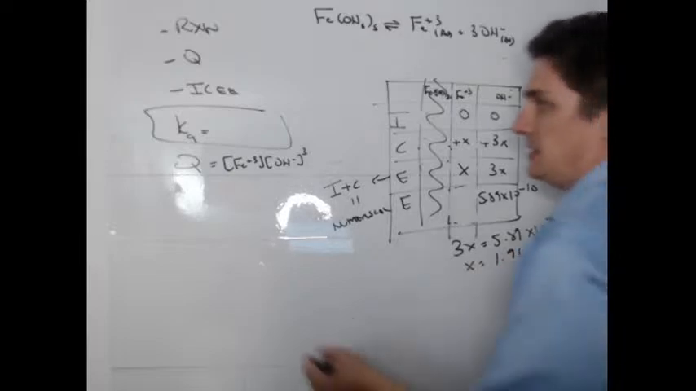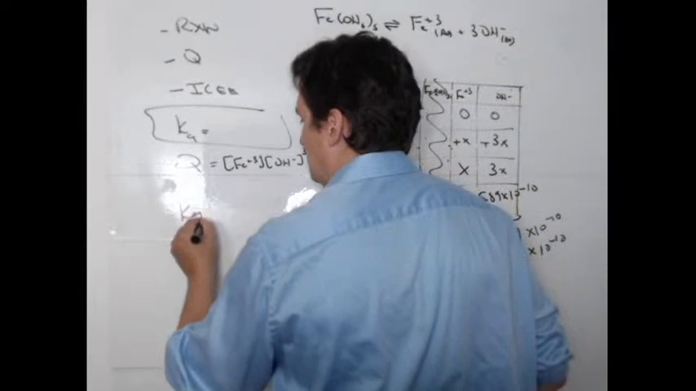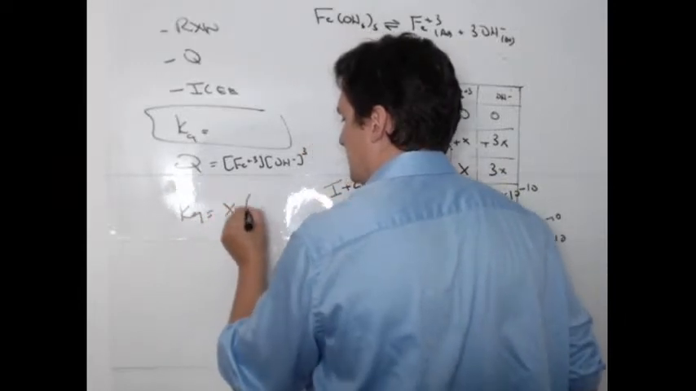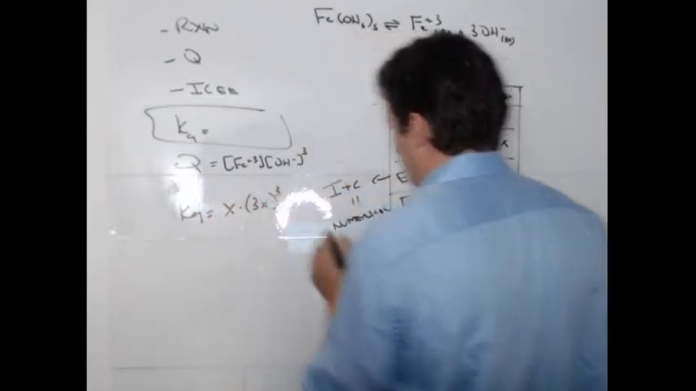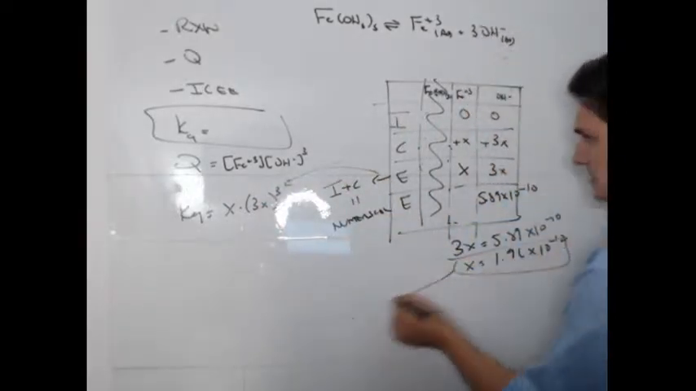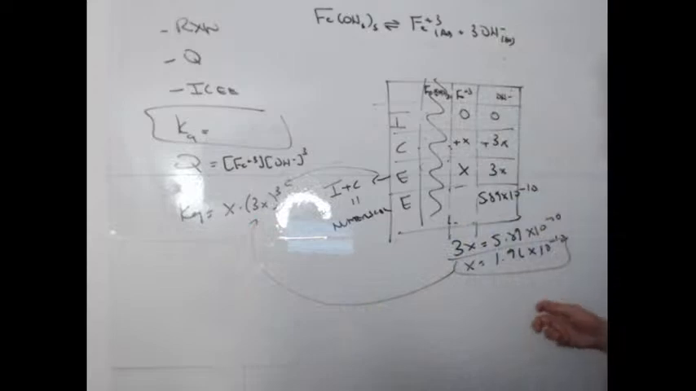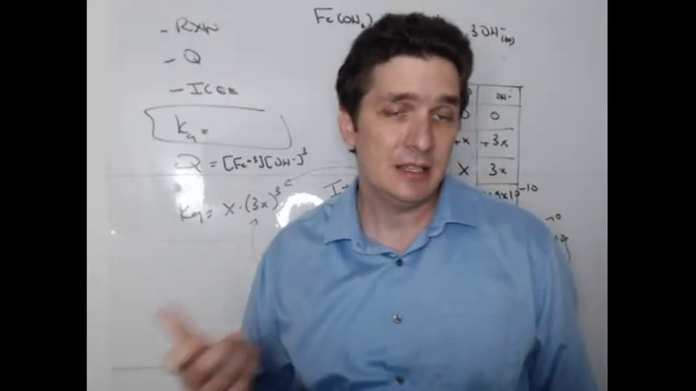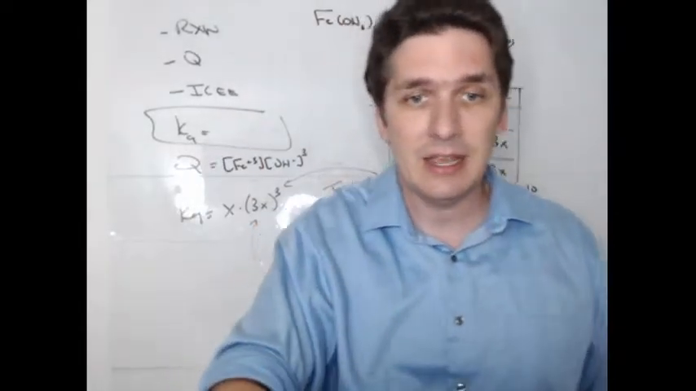So now we set Keq equal to Q because we're at equilibrium. So Keq equals x times (3x) cubed. I'm just going to pull off this row, and I know that x equals 1.69 times 10 to the negative 10, so I can just plug it in. In this case, you'll get 4 times 10 to the negative 38.